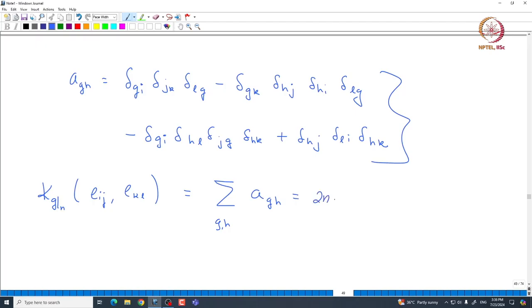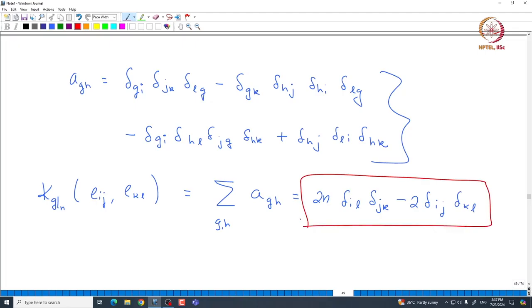This is going to be 2n times delta IL delta JK minus twice delta IJ delta KL. So, this is the term that you get at the end. You are running over all GH and summing it over, and you can see that all the indices, because all of them are deltas, just get cancelled and you will get only these terms.